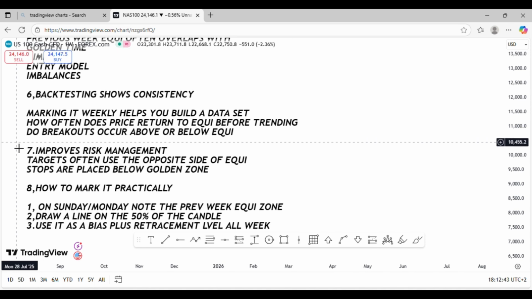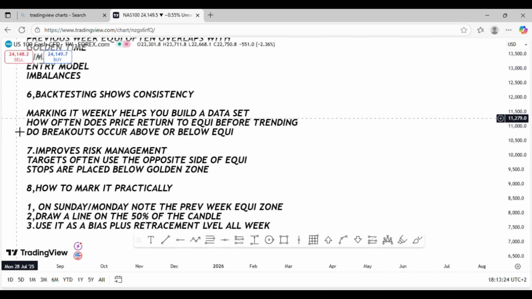You understand? And then obviously, guys, how often does price return to equilibrium before trending? That's something for you to go and check, because once I show you my zones, you will see that these zones are being respected no matter what. And also, do breakouts occur above or below? You understand? That's also something that you should go and check. You understand? I can't do everything for you guys. What I can do for you is guide you where I can, help you where I can, assist you where I can. But behind the scenes, behind this YouTube channel, it's you versus the chart at the end of the day.